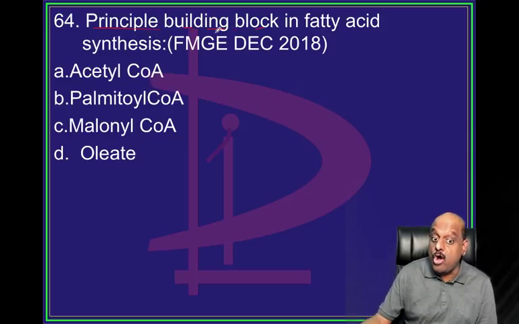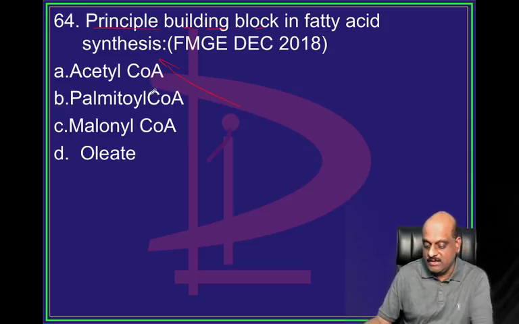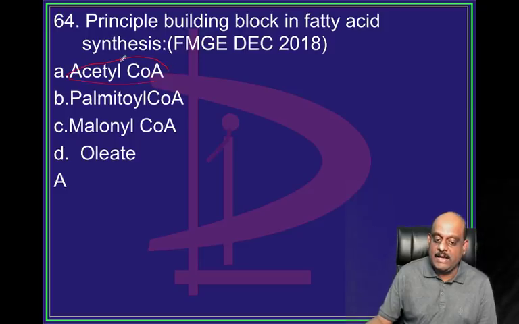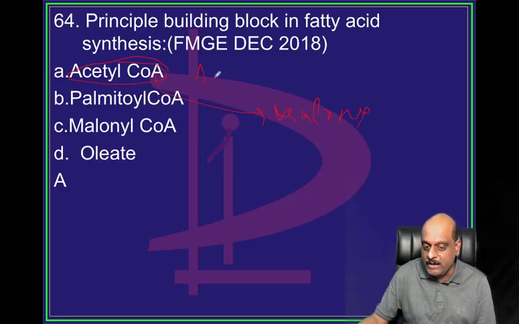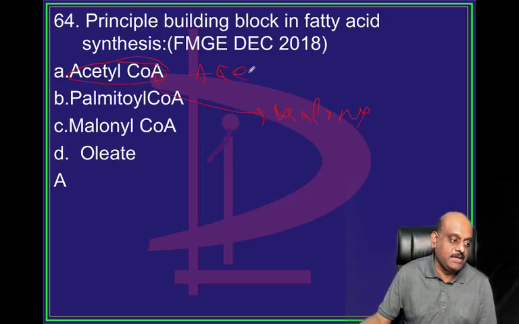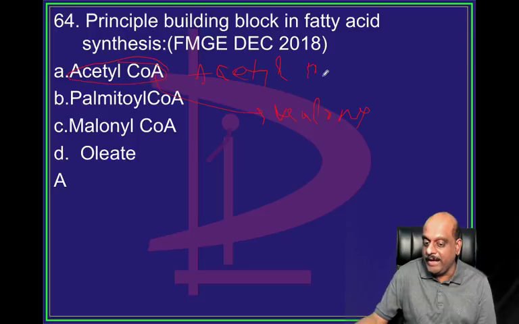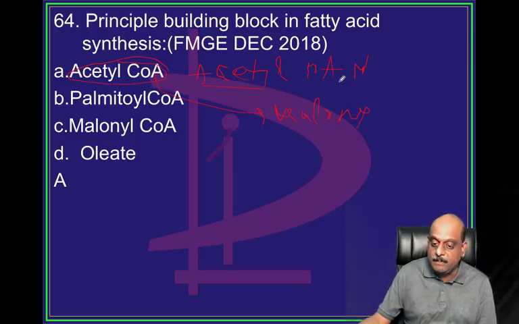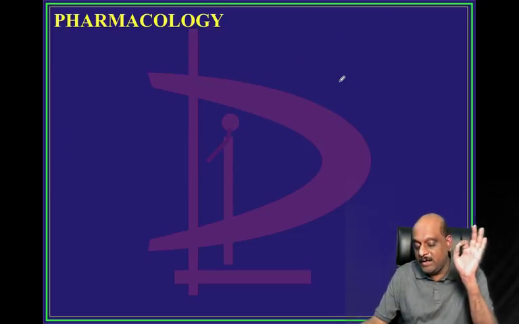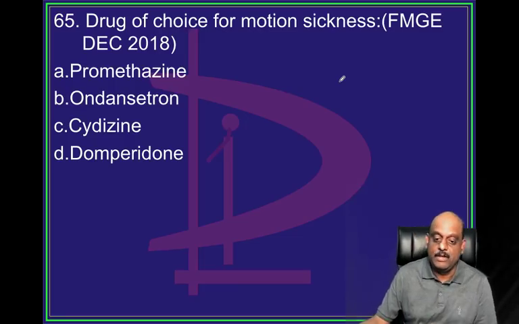Principal building block in fatty acid synthesis: acetyl-CoA becomes malonyl-CoA. What is that enzyme called? Acetyl-CoA carboxylase is that enzyme. Acetyl-CoA carboxylase is the rate limiting enzyme.